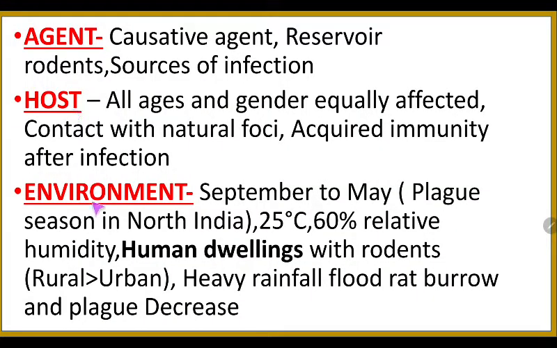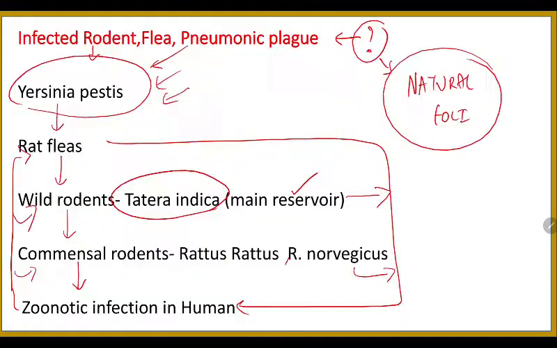We know agent, host, and environment are the epidemiological factors. Coming to agent, we know it is Yersinia pestis, the causative organism. Reservoir is the rodents, especially the wild rodent, Tatera indica. And the source of infection, we have already discussed, could be a rat flea getting infected from another infected rat flea, a rodent, or a case of pneumonic plague. These are the sources of infection.